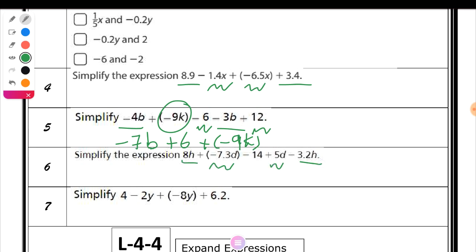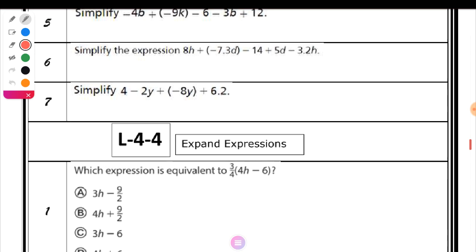D with D, and 14 alone. Okay, 7, 4 with 6.2, 2y with negative 8, and collect it, and find the answer. It's easy. So let's move to the next lesson.